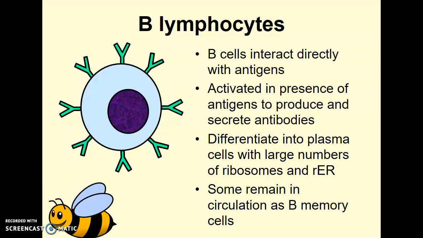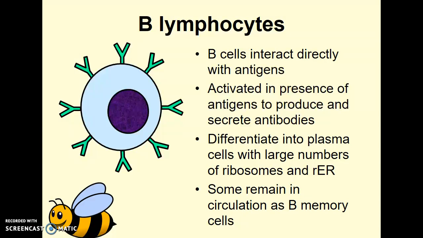There are two types of white blood cells, specifically lymphocytes, involved in the specific immune response. The first are the B cells. You'll note the cute little B at the bottom of the page. This is to help you remember them. The B cells interact directly with the antigens, so they have receptors on the cell surface membrane that are able to directly bind in a complementary fashion to the antigens in the blood. And they produce and secrete antibodies.